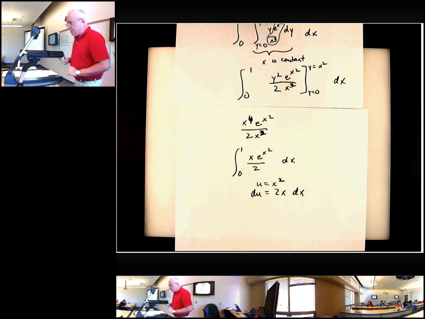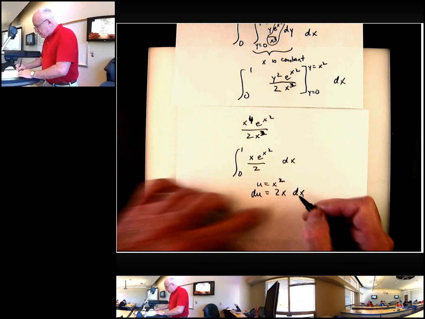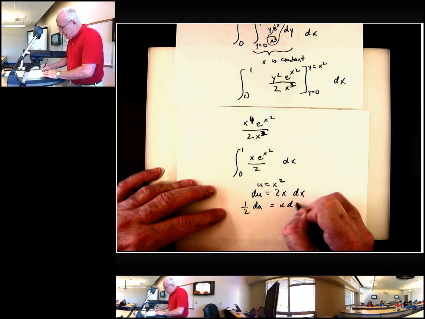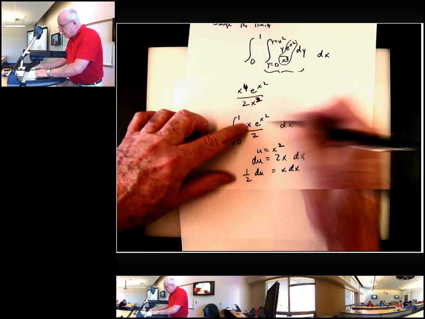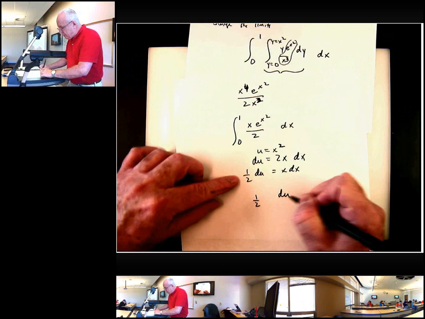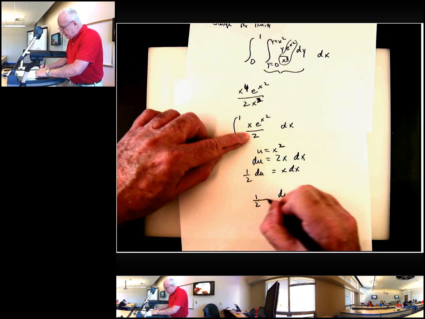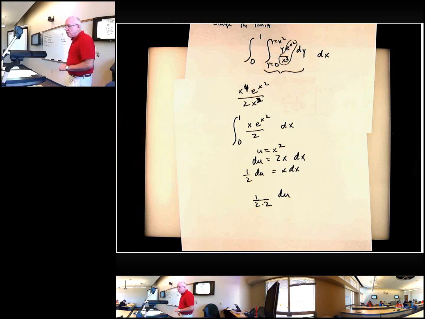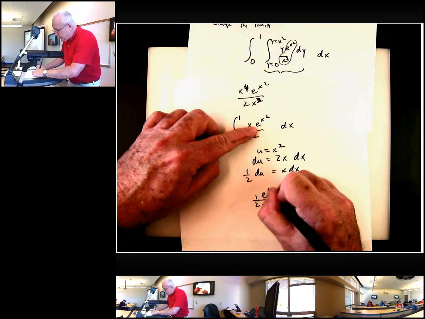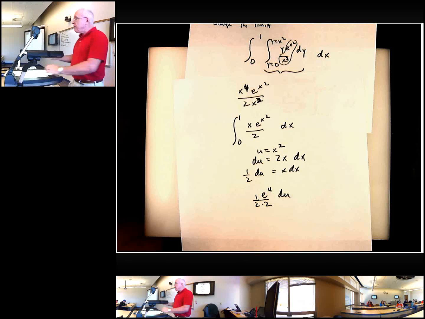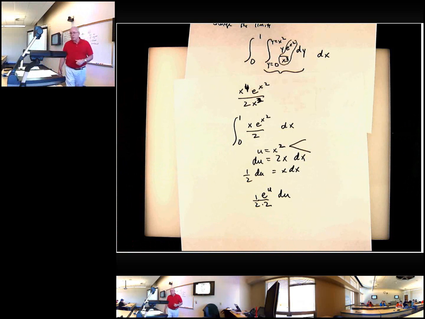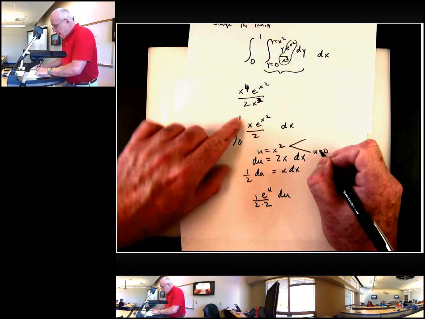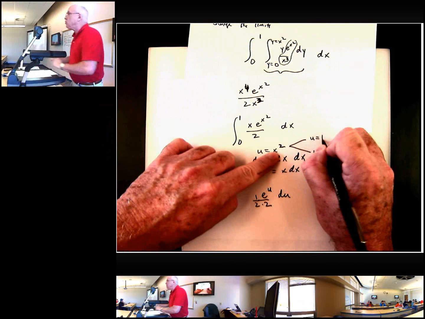du is 2x dx, all right? So I can replace 1/2 du is equal to x dx. So x dx gets replaced by 1/2 du. I still have a 2 down here, so let me not drop the 2. e to the x squared is e to the u. And in fact here, Charles, I will change my limits of integration. When x is 0, u is going to be 0. When x is 1, u is going to be 1 squared or 1.